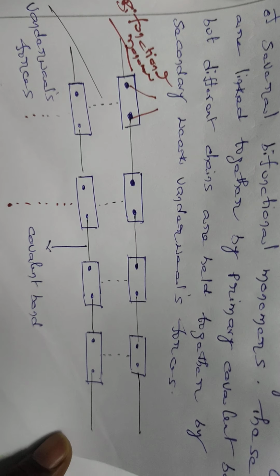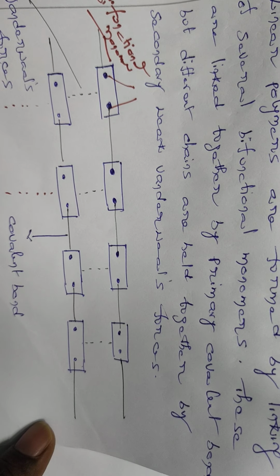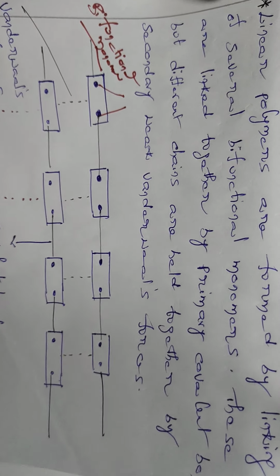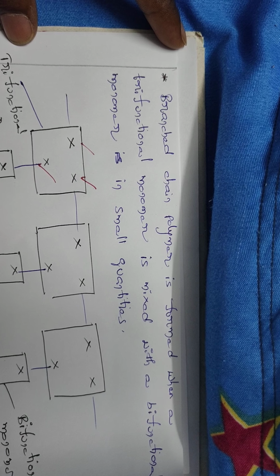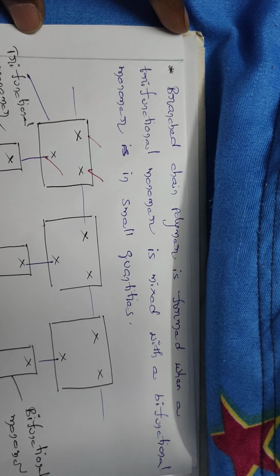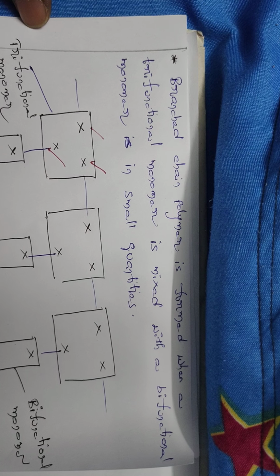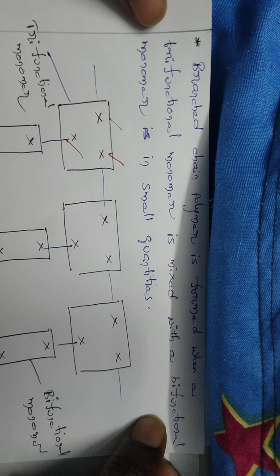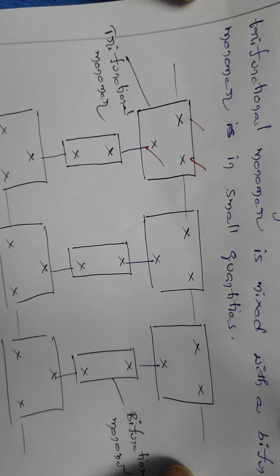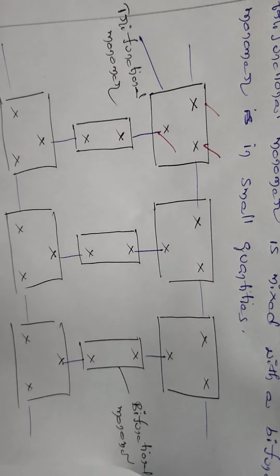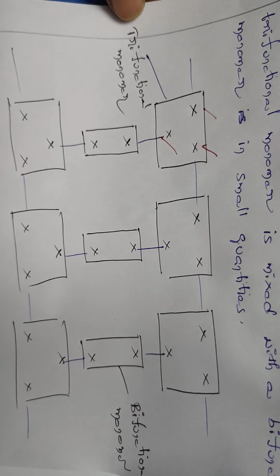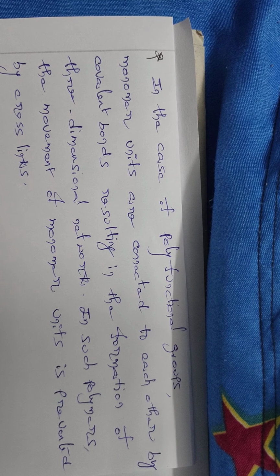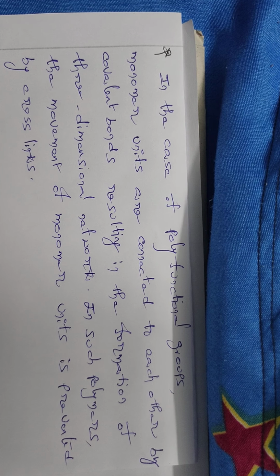Write down the notes, students. Then how branched chain polymers are formed based on the functionality concept. Write down the notes, students. Then how is cross-linked polymer formed? Based on polyfunctional monomers. Write down the notes.